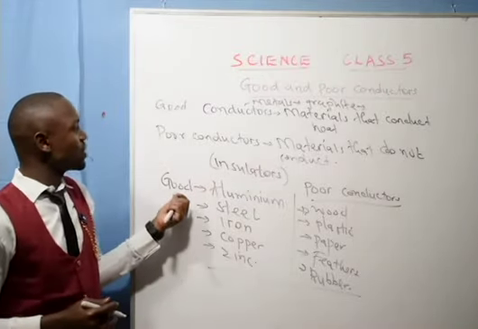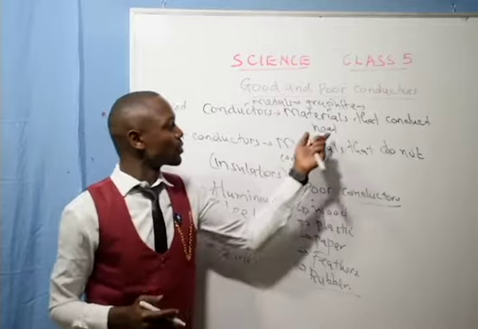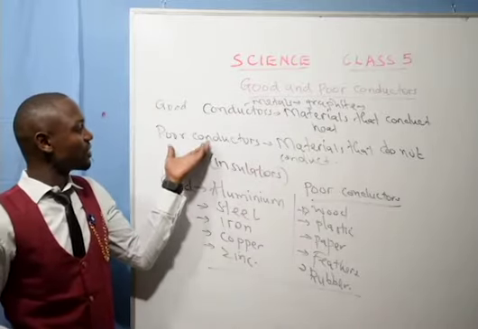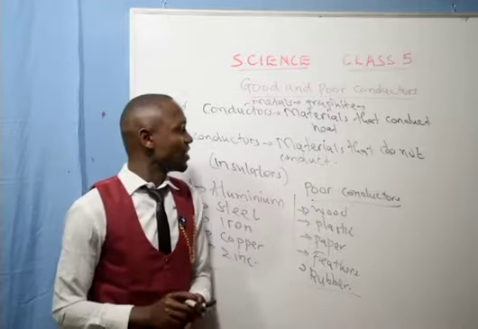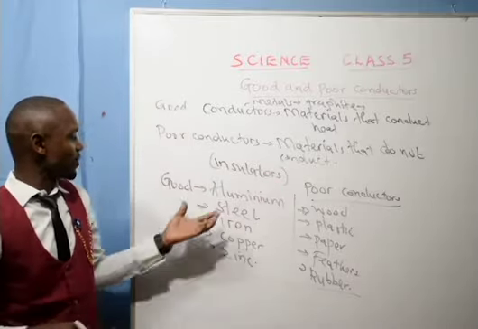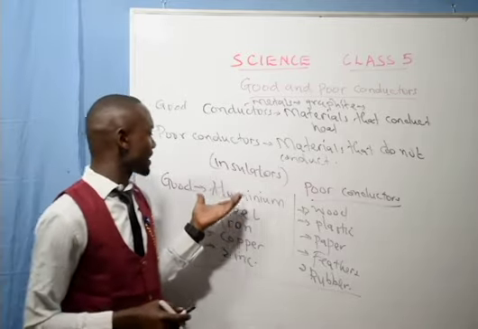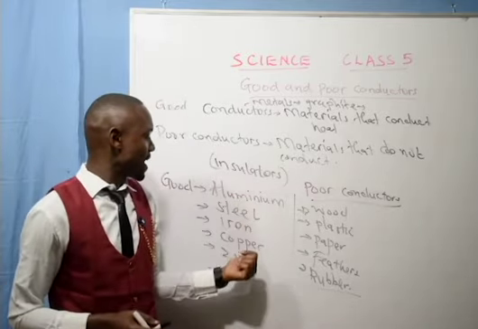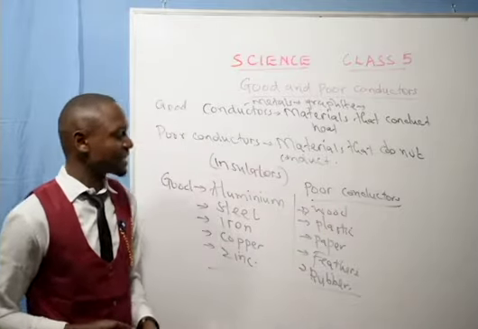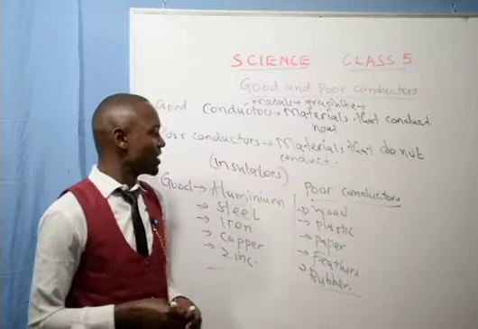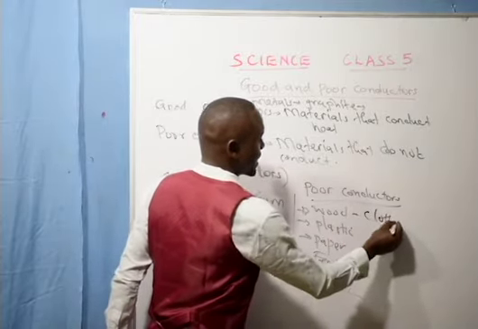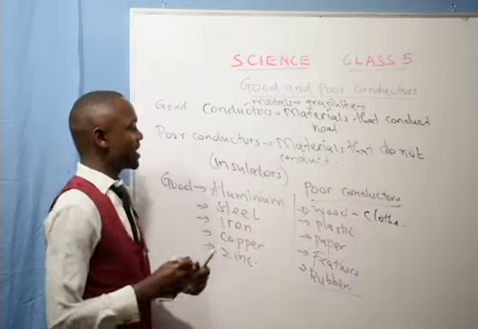So I said good conductors of heat are materials that will conduct heat from one point to the other. Poor conductors of heat are materials that do not conduct heat from one point to another. We give examples of good conductors as aluminium, steel, copper, iron, zinc. Poor conductors we have wood, plastic, paper, feathers, rubber, and anything else, or even a piece of cloth. A cloth is a poor conductor of heat.